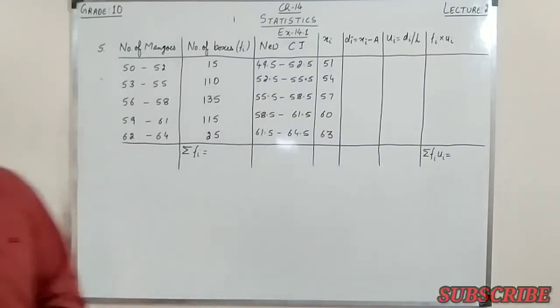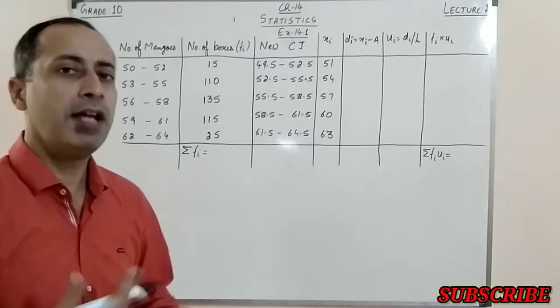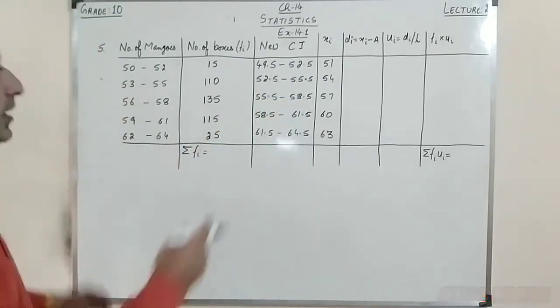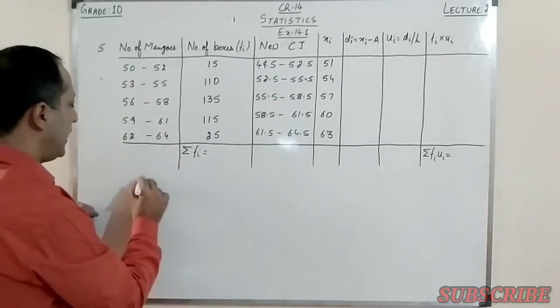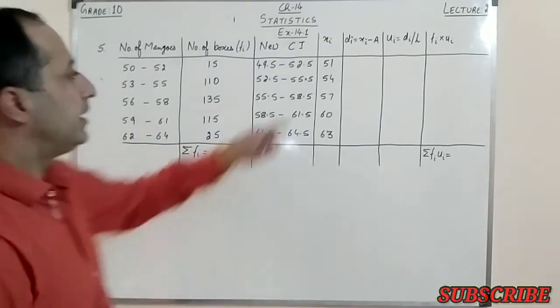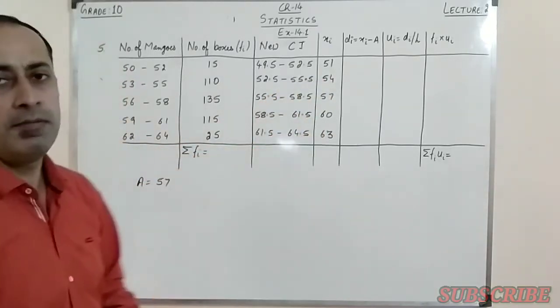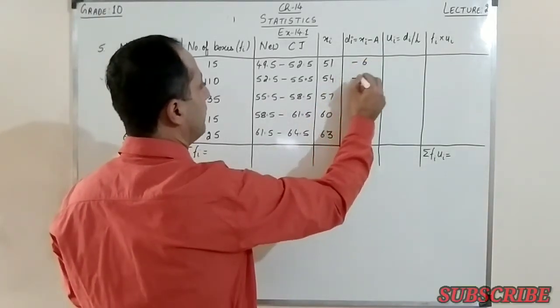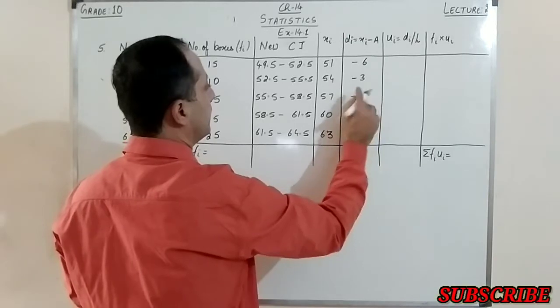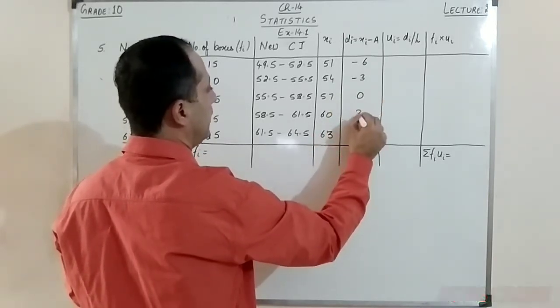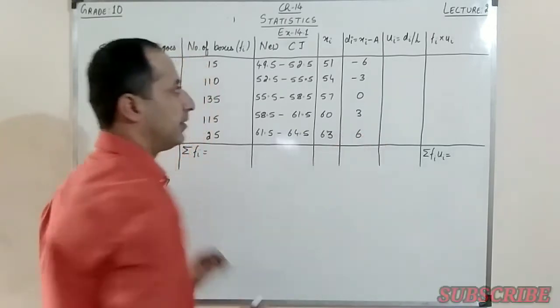Now I have to find di. First I have to assume some value from the x side, so I take the middle value. I take a equal to 57. So I subtract all these from 57. The first value will be minus 6. Then I have minus 3, then 0, then 3, and then 6.